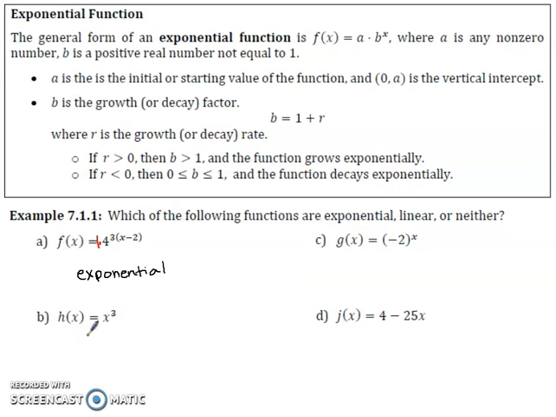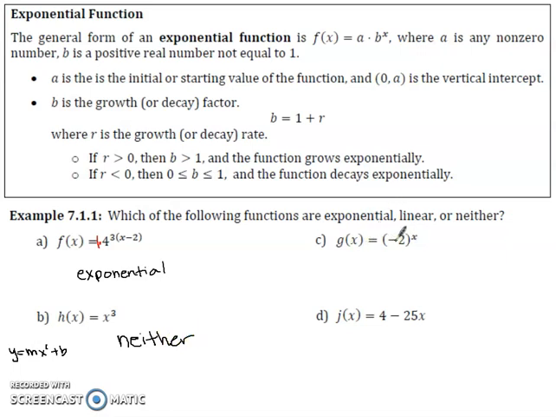B, I have x to the third power. Now, unfortunately, x must be in the exponent in order for this to be exponential, and it is not. So this is not exponential. Our other option is that it could be linear. A linear function would have the form of y equals mx plus b, where the only exponent on x is a 1. This x has an exponent of 3, which means that this is not linear either. So in this case, we have neither an exponential nor a linear function.